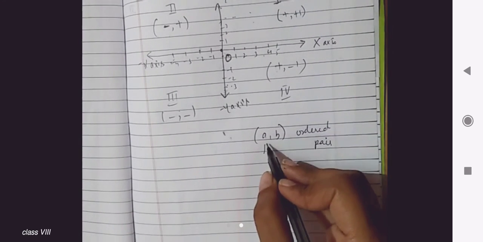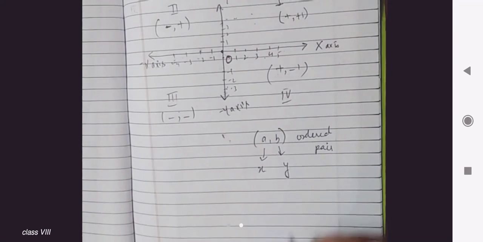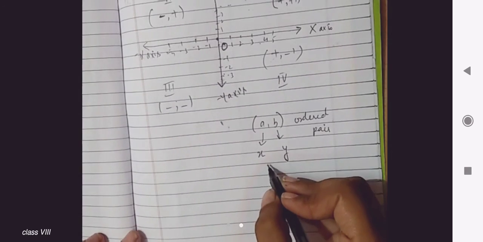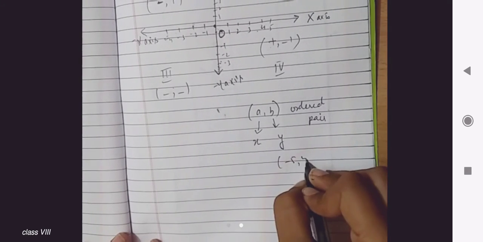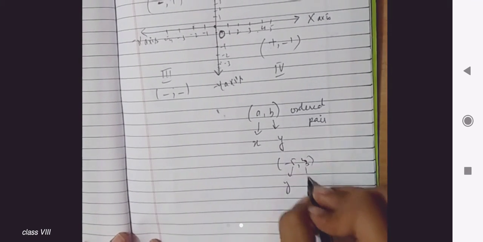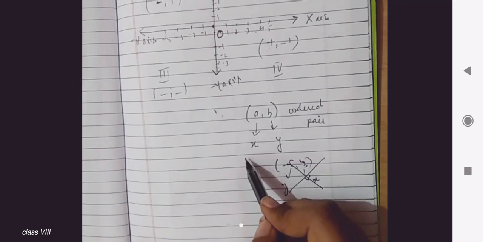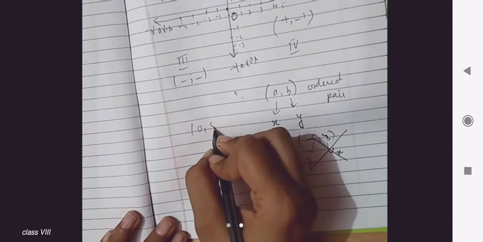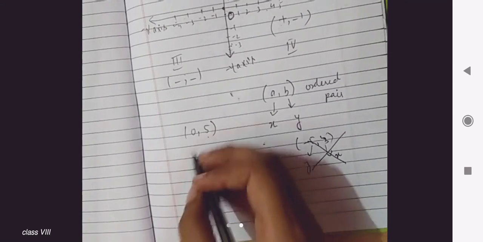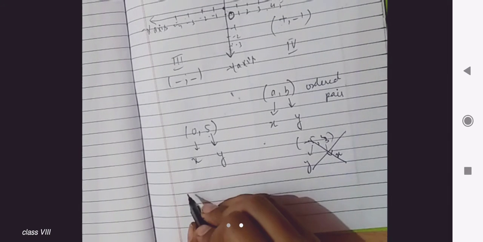Now a comma b. A will be represented on the x-axis, and b will be represented on the y-axis, always. You cannot say, ma'am, it is minus 5 comma 3, so minus 5 will be on y and 3 on the x-axis. Not possible. Always the first entry will go to the x-axis and the second entry will go to the y-axis. It doesn't matter if 0 is there. Suppose it is 0 comma 5: 0 is on the x-axis and 5 is on the y-axis. Always the first entry goes on the x-axis.